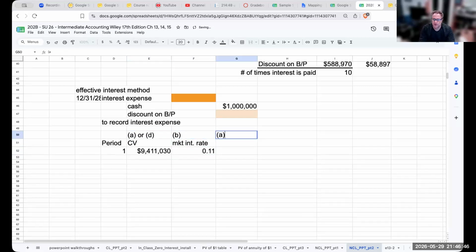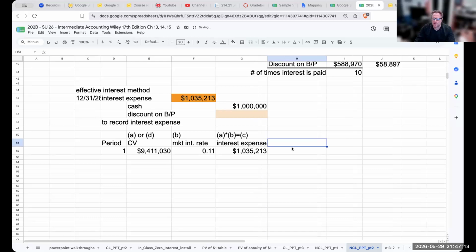So I'm going to take the carrying value and multiply it by the market interest rate. This is going to give me my interest expense. What you notice here is that the interest expense in this case has got to be more than the cash, because we know that we're going to have to credit the discount on bonds payable. So right over here, this is my interest expense.